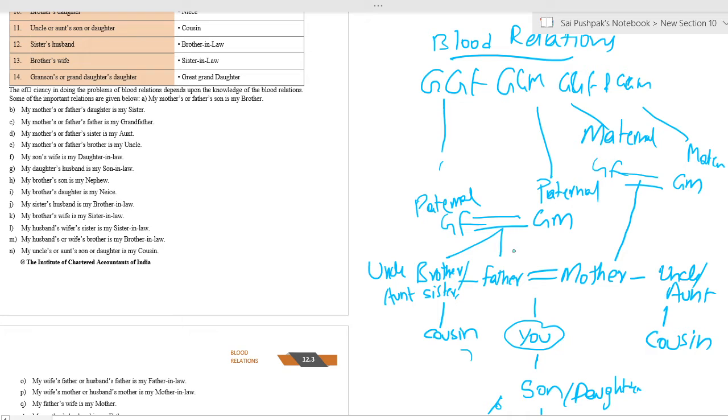Okay, and your father will also have his father and mother. They are known as your paternal grandfather and paternal grandmother. So your mother will also have father and mother. They are known as maternal grandfather and maternal grandmother. So father or mother of grandfather or grandmother are known as great grandmother or great grandfather.